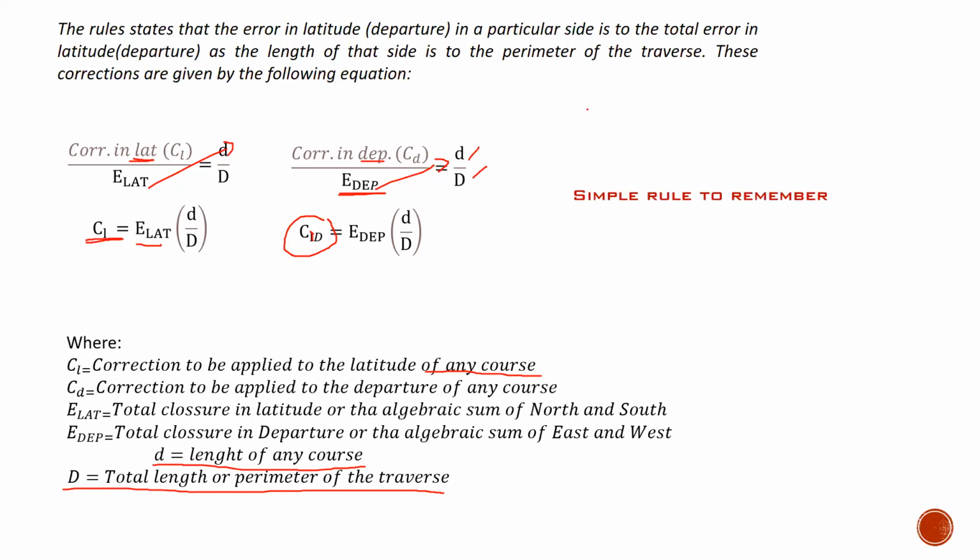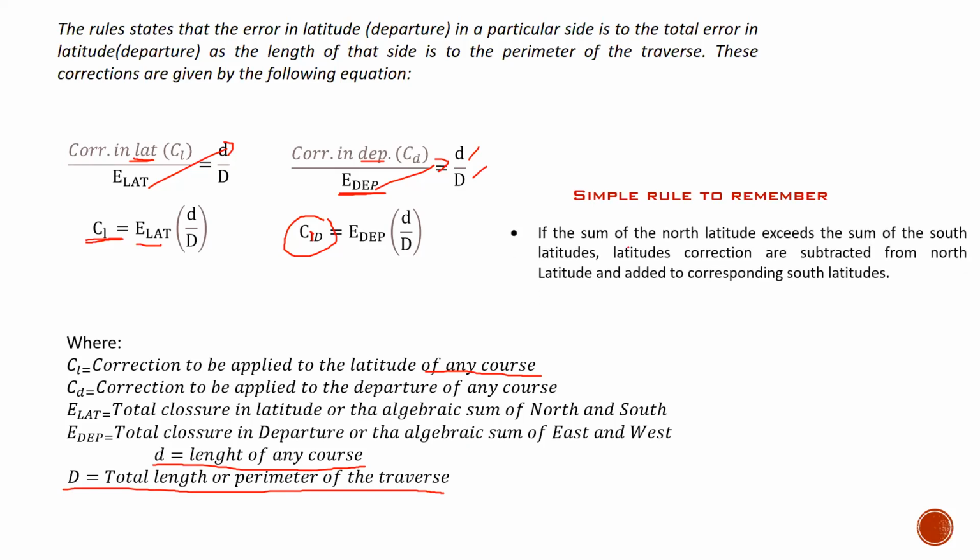So we need to remember a simple rule in making a correction. If the sum of the north latitude exceeds the sum of the south latitude, latitude corrections are subtracted from the north latitude and added to the corresponding south latitude. Ano yung ibig sabihin niyan, ma'am? Ibig sabihin nun, pag yung summation ng latitude natin is a positive, ibig sabihin nun, mas mataas yung north natin, pag nagtitake na tayo ng correction, i-minus natin siya sa north latitude. And yung nakuha natin correction ulit is i-add natin siya pag south latitude siya.